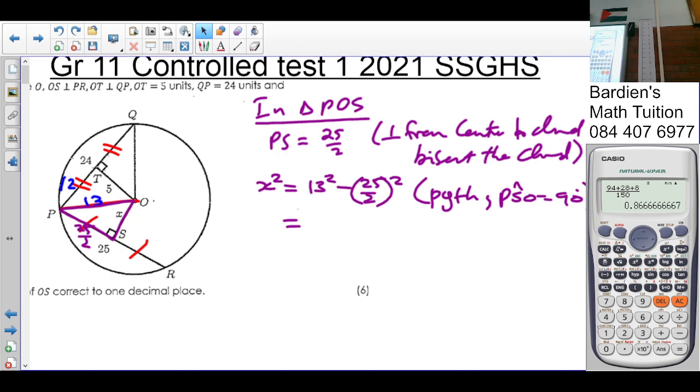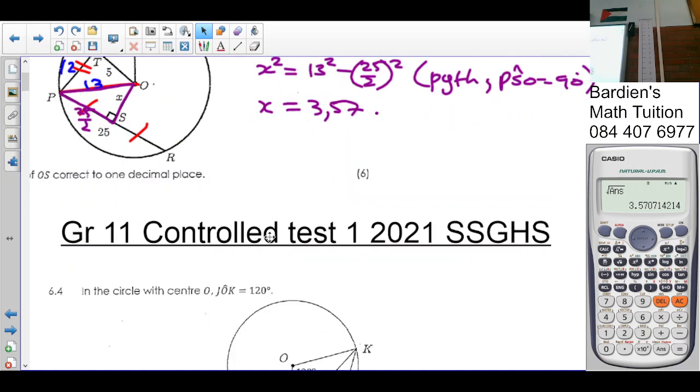That we can do in the calculator, so it's going to be 13 squared minus 12.5 squared, or 25 over 2 squared, which is 51 over 4. The square root thereof is going to give you 3.57. So your x is 3.57. Okay. 3.57 units.